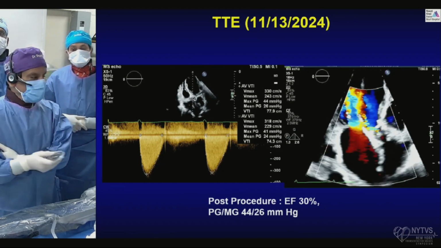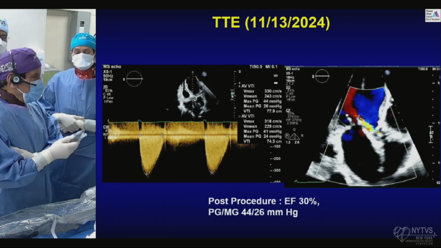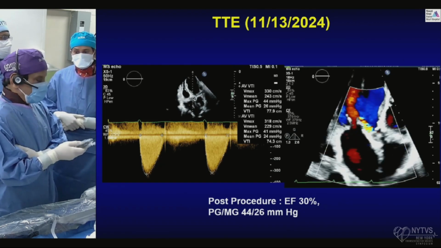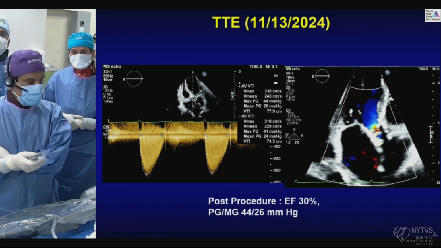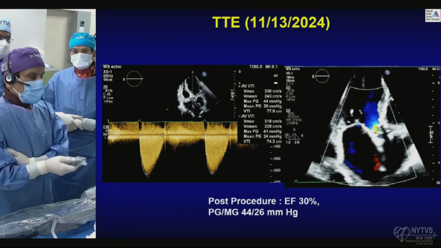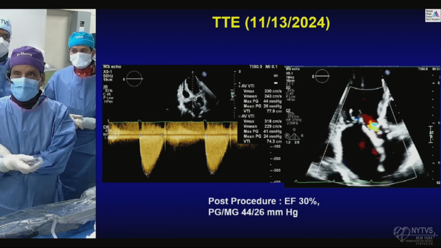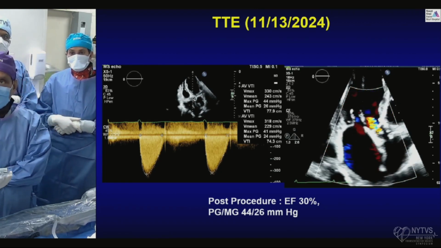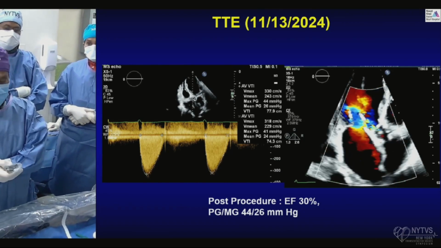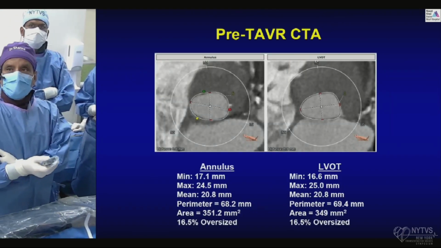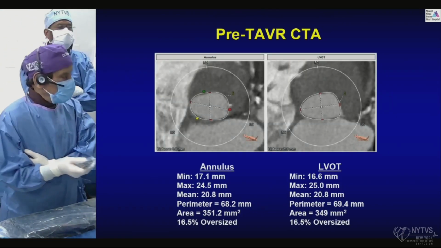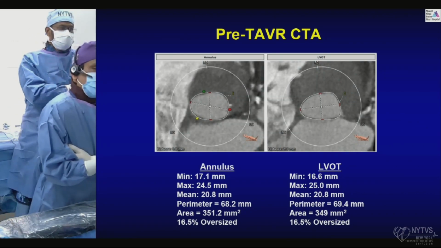So what is your feeling now? What is the mechanism of this AS and AI? Is it the regurgitation more, or the stenosis more, or a combination of both? Compared to the previous case, where 90+% was stenosis and that was at 8 years, this is about 4 years, and now we are seeing both AS and AI. Probably a combination here.